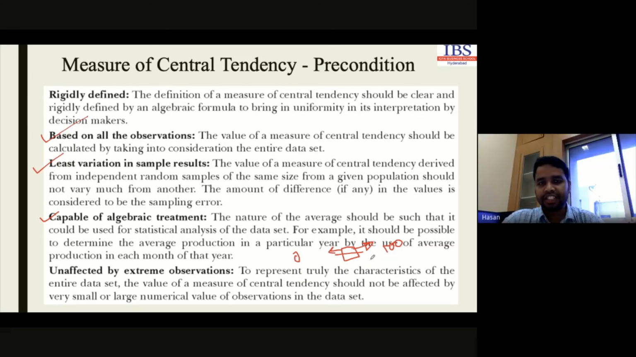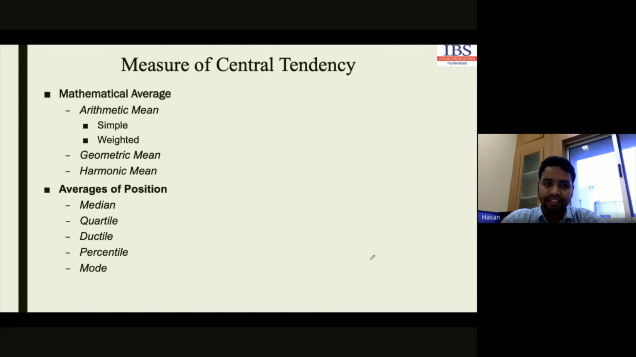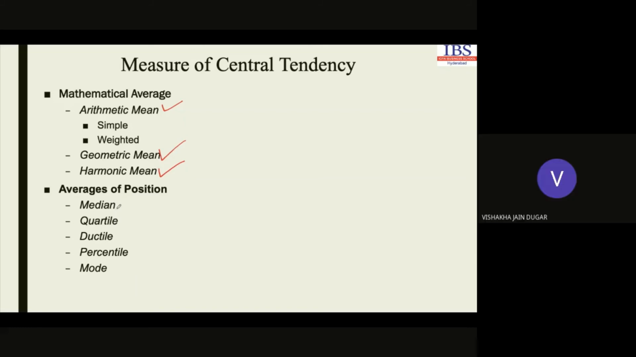Now I am starting with the very first one, that is arithmetic mean, the mathematical average. When we are talking about mean, it may be a mathematical average or an average position. If we are talking about mathematical average, we have the arithmetic mean, geometric mean and harmonic mean. You are already familiar with these terms, I hope, right? And positional mean, yes.